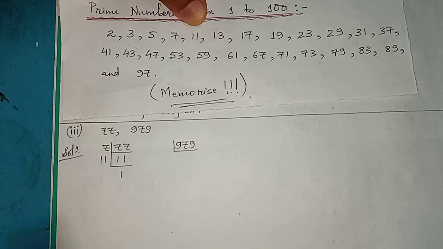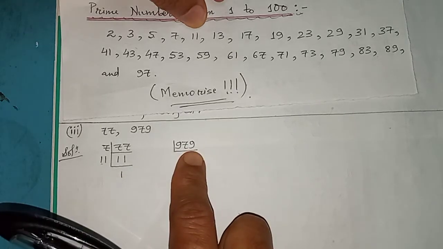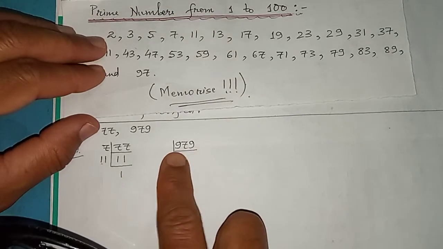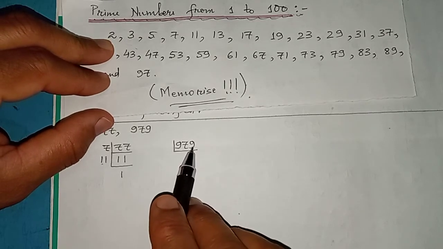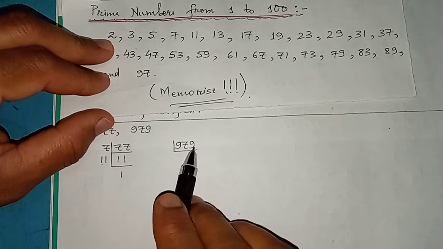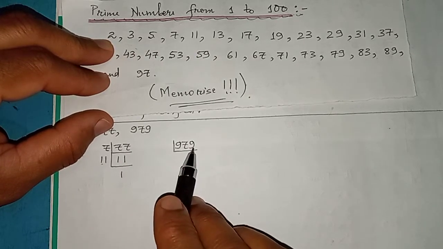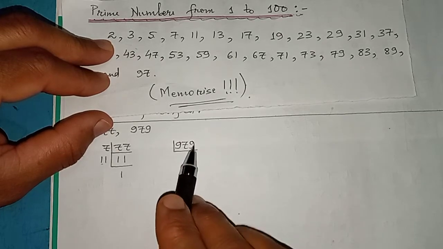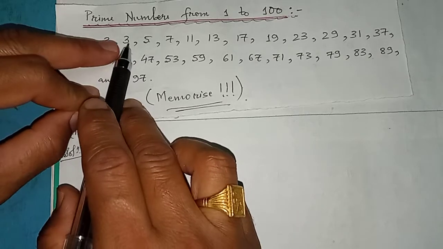Here we stop because we got 1. Now let us do 979. Same thing we'll do. Can we divide this number by 2? The answer is no, because the unit digit here is 9, and you know that 1, 3, 5, 7, 9 are all odd numbers if the unit digits are those. Any of those. So an odd number we cannot divide by 2. Since we cannot divide by 2, now let's try 3.